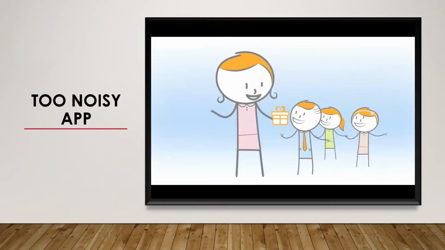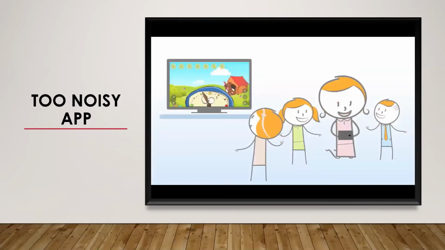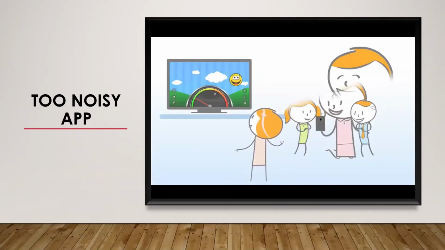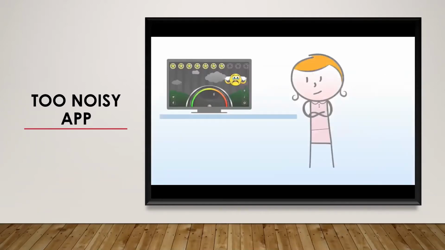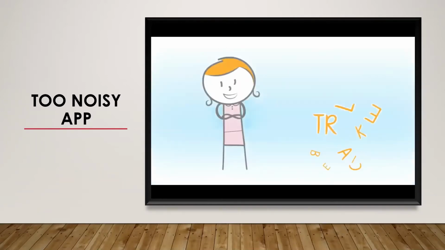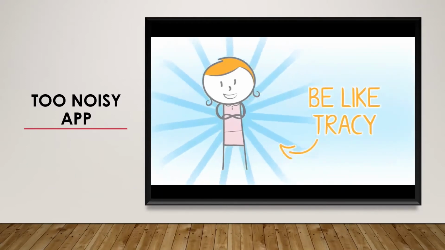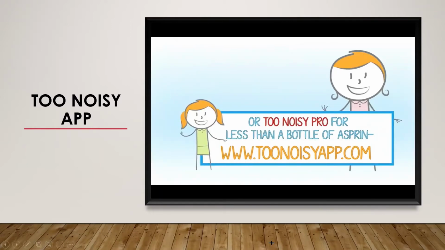Her students enjoy the app so much, they bought Tracy the Pro version. Now her class can choose background and dial themes and record their own warning message. Tracy really likes that the app awards stars for voice control and removes stars when they are too loud. Be like Tracy and provide your students with an entertaining way to learn to control their volume levels. Download Too Noisy Light for free or Too Noisy Pro for less than a bottle of aspirin. Available for iOS and Android.